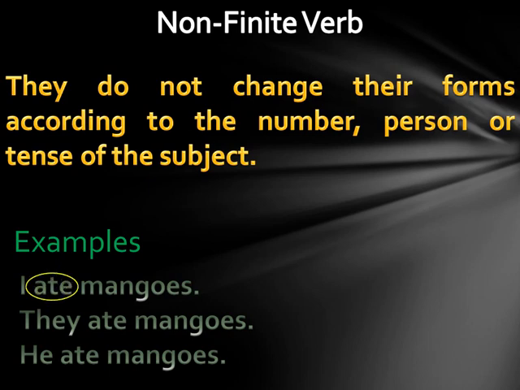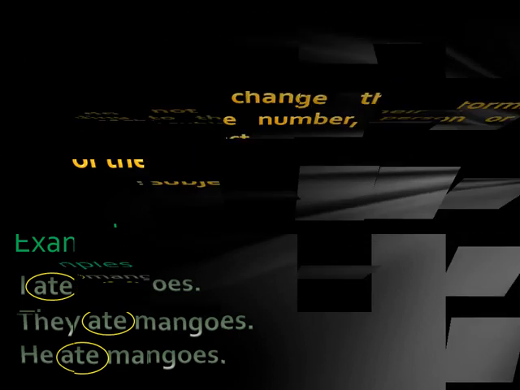Ate is the verb used. In the second example, they is the plural pronoun, but here also we have used the same verb ate. In the last sentence, he is again the singular pronoun, but we have used the same verb ate. Now in all three examples, we see that the verb is not changing its form. So it is non-finite verb.